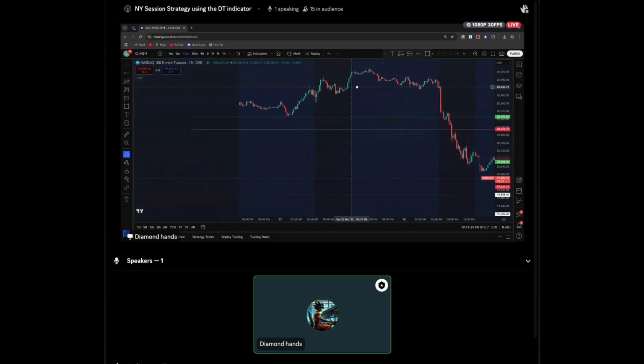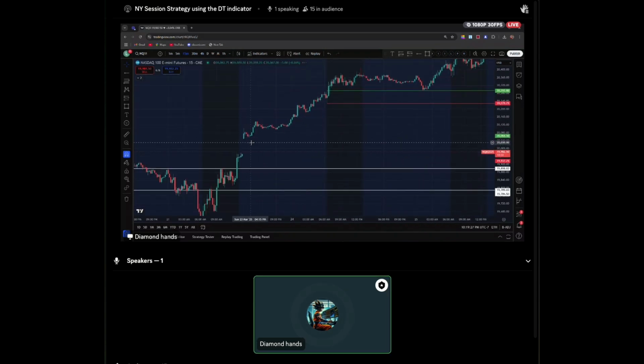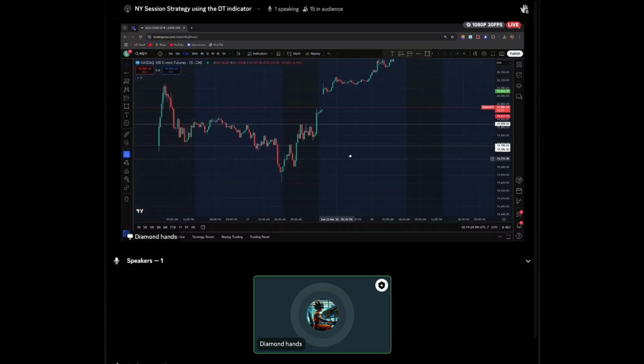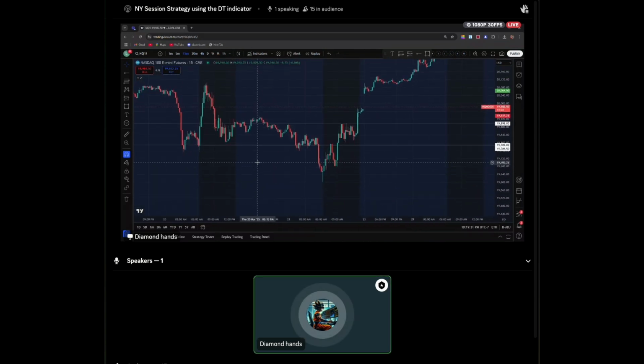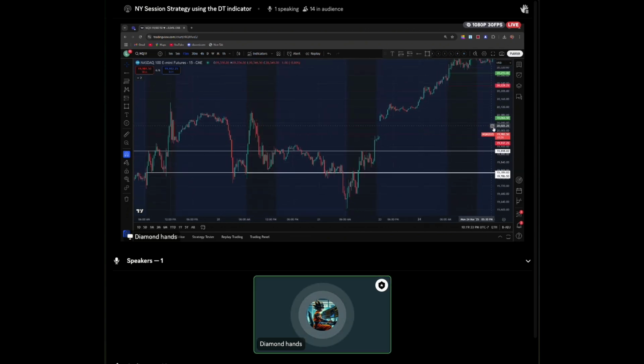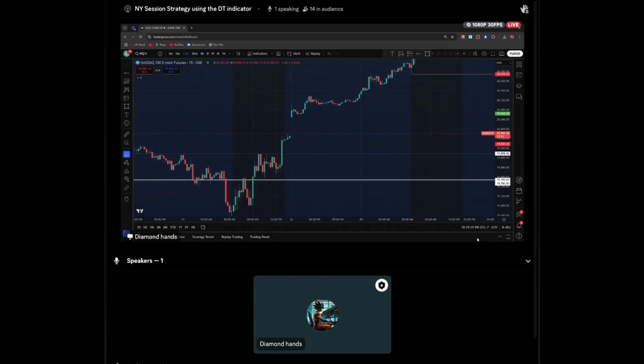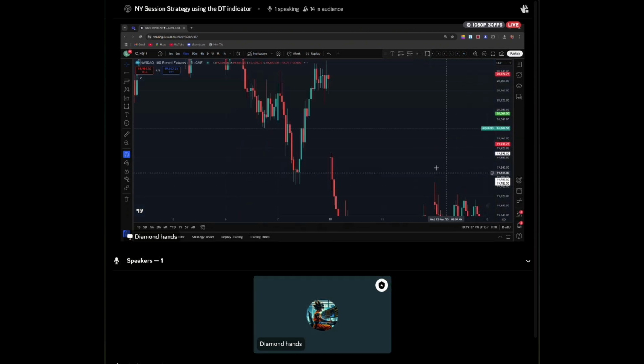We can look at another example. I'll show you guys some other way you can basically trade this. So here, it's just easier.